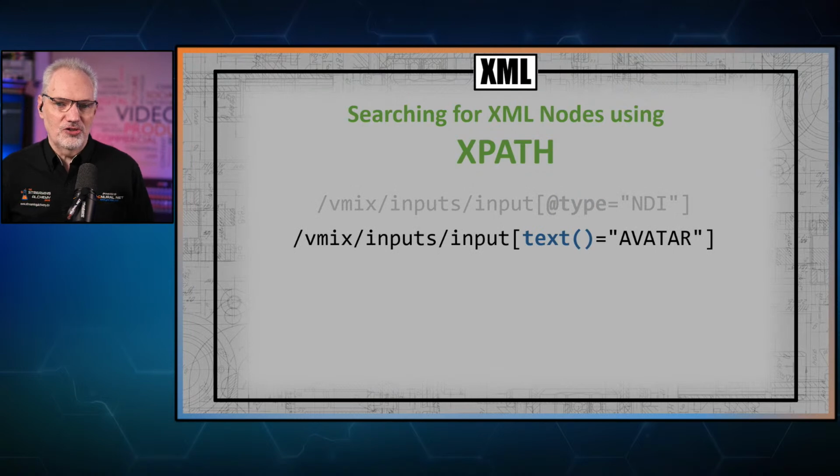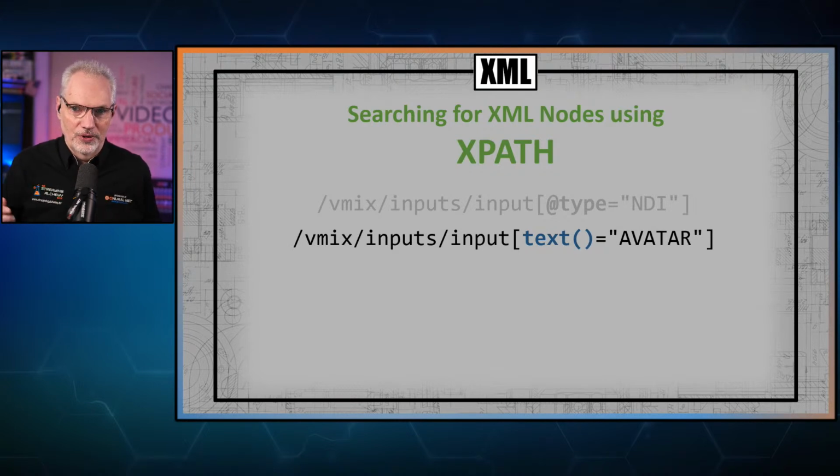The next is you could actually search for the text inside the element. So inside vMix, if you have an input, what you actually have as the value inside that input element is the name of the input. So whatever title you gave that. And so I could have searched for this by @title equals avatar, but you can say where text() equals avatar. That's just saying if the value of this element equals avatar, I want to see that. So that's another way. So one was for the attribute. The next is for the element inside.